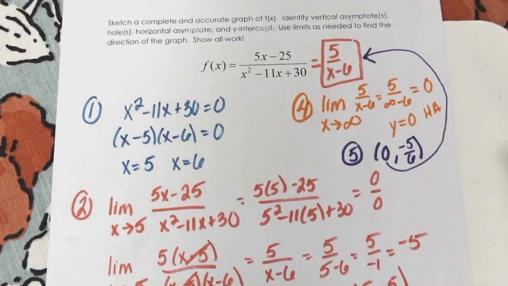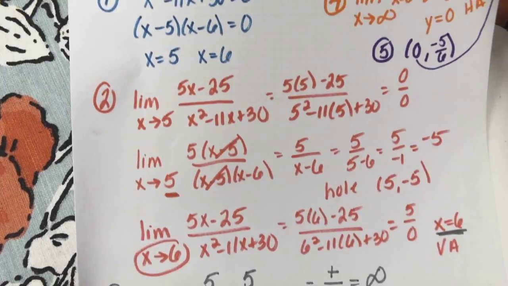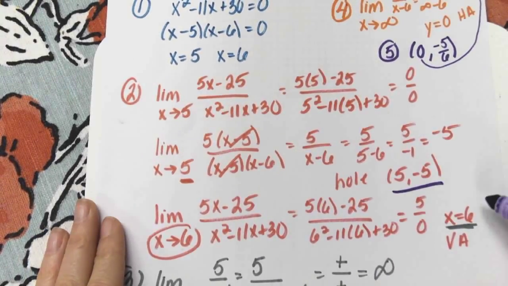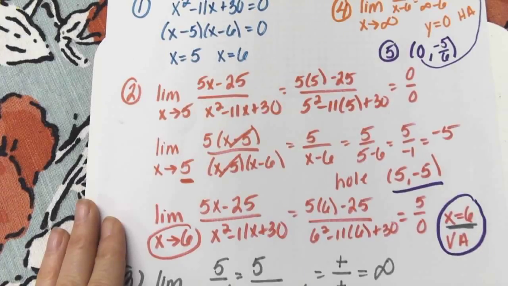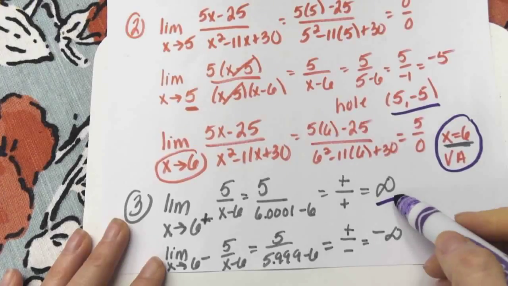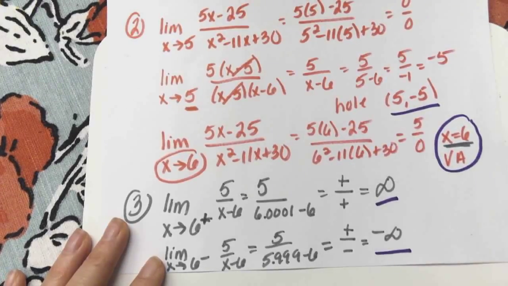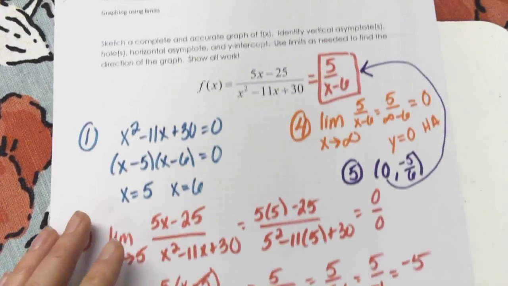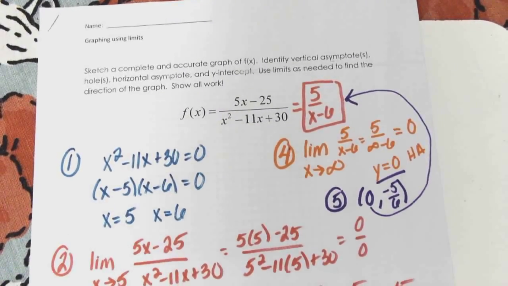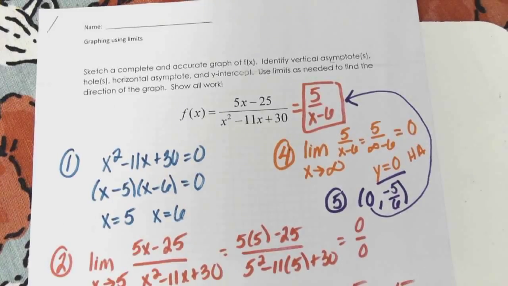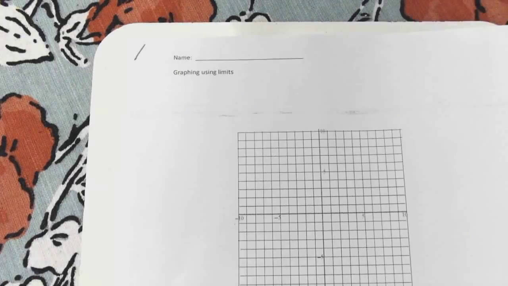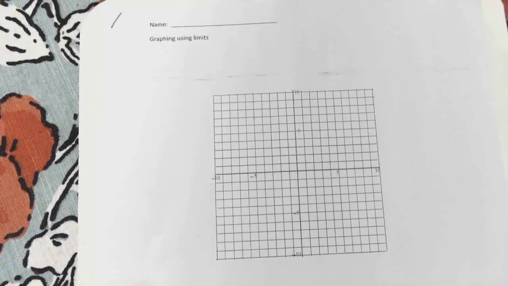So let's see the information we have so far. I have a hole at 5, negative 5, and a vertical asymptote at x equals 6. On the right side of that vertical asymptote, it's approaching infinity. On the left side, it's approaching negative infinity. Horizontal asymptote at y equals 0, and that's my y-intercept. So I'm going to take this paper off and just look at my graph now and put that information on.